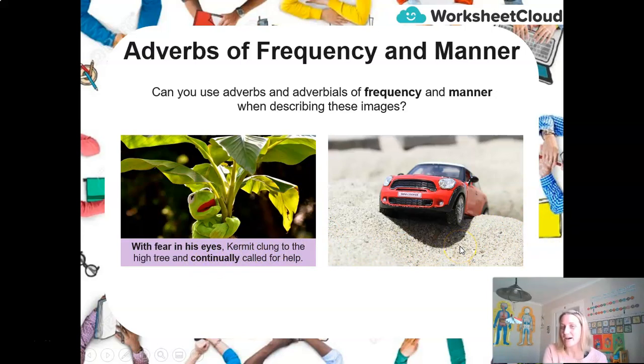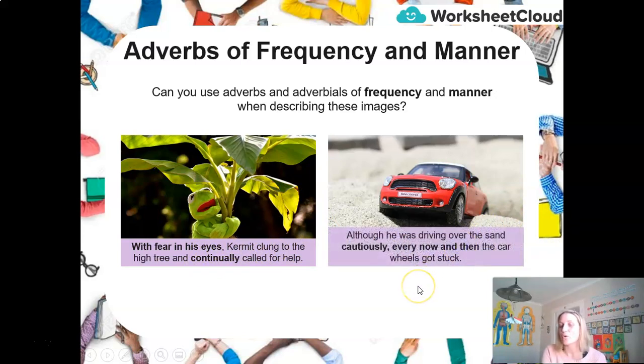And now I have my car in the sand. Although he was driving over the sand cautiously, every now and then the car wheels got stuck. So cautiously is my adverb of manner, and every now and then is my adverbial of frequency. So give it a go yourself. Now you can use my pictures if you like, or you can go and open up any storybook and see if there's images in there that you could use to create your own sentences.